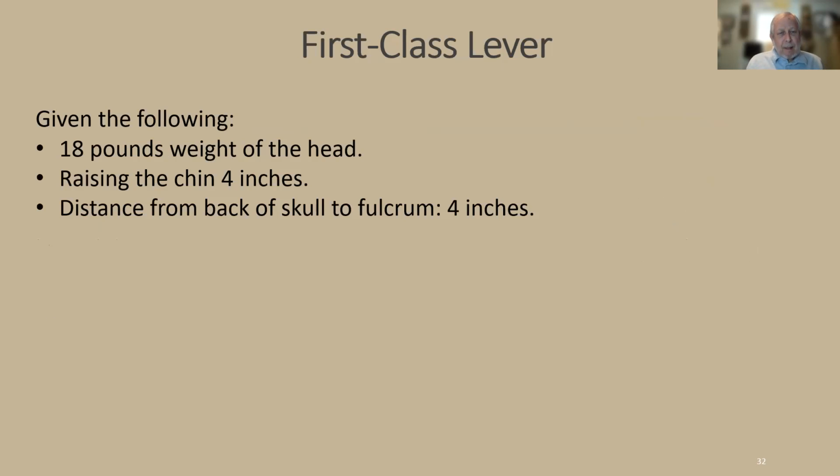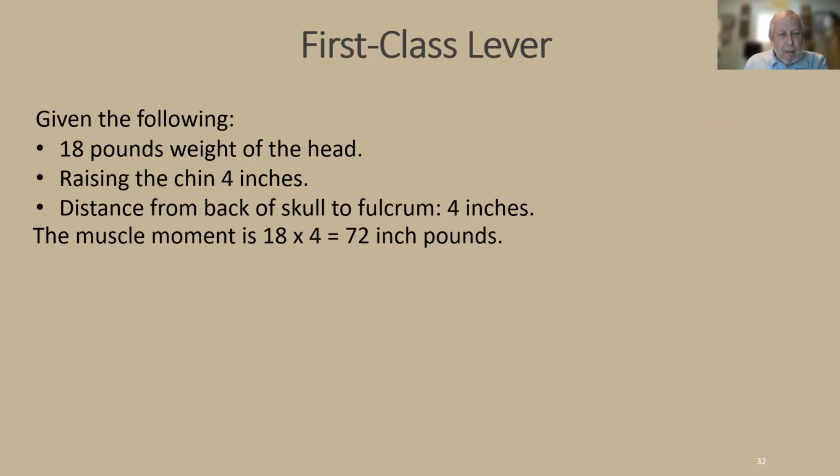So given the following: 18 pounds weight of the head. I don't know how you weigh somebody's head. I guess you weigh them and cut their head off and weigh what's left. Raising the chin 4 inches, distance from the back of the skull to the fulcrum is 4 inches. So the muscle moment is 18 times 4, 72. Of course, you're going to divide it by the other 4, so it's still 18 pounds because they're the same distance, so it's the same amount of weight.